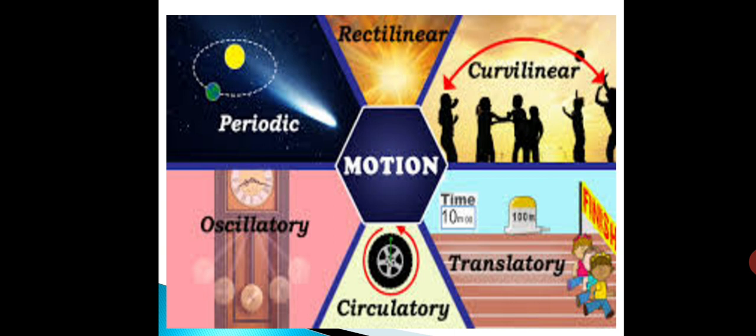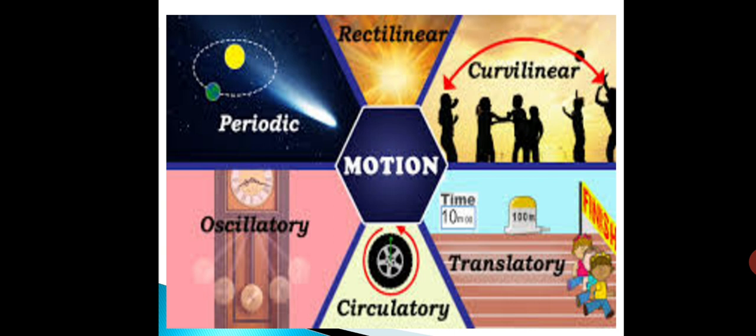Then you have curvilinear motion in which the object moves in a curve. You can see that. Suppose you throw a ball with great force, it goes up and then it comes down. So that is a curve followed. Then you have translatory motion which starts at a particular point and finishes at a particular point. Then you have circulatory motion in which the object moves in a circle. You can see that wheel over there.